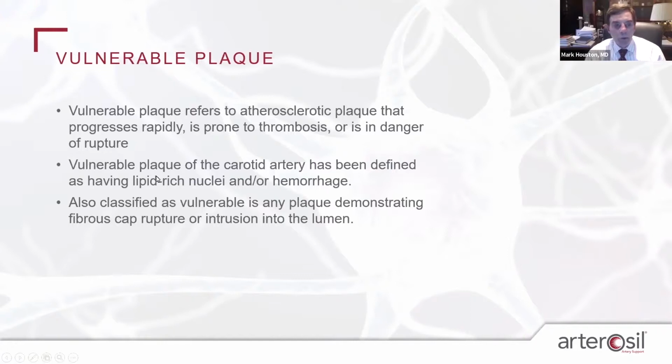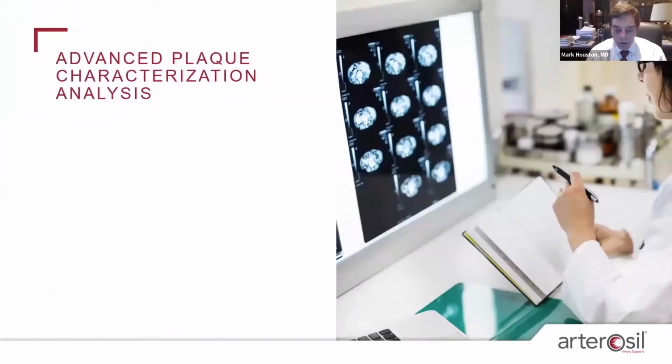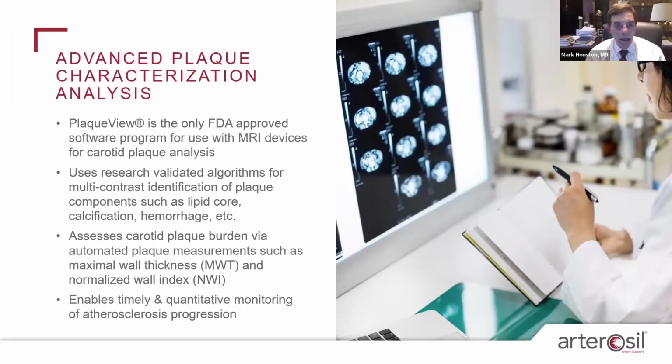So the vulnerable plaque is what we're going to be looking at here, which is that lipid-rich core, which is prone to rupture, hemorrhage, and then subsequent thrombosis over the plaque. So thin fibrous cap, rich lipid nuclei, and rupture prone. These are the characteristics of the plaque view. It's now FDA approved, MRI with carotid plaque analysis, and we can look at maximum wall thickness, normalized wall thickness, and quantitation of what's actually in the plaque with lipid core, components of calcification, and also hemorrhage.